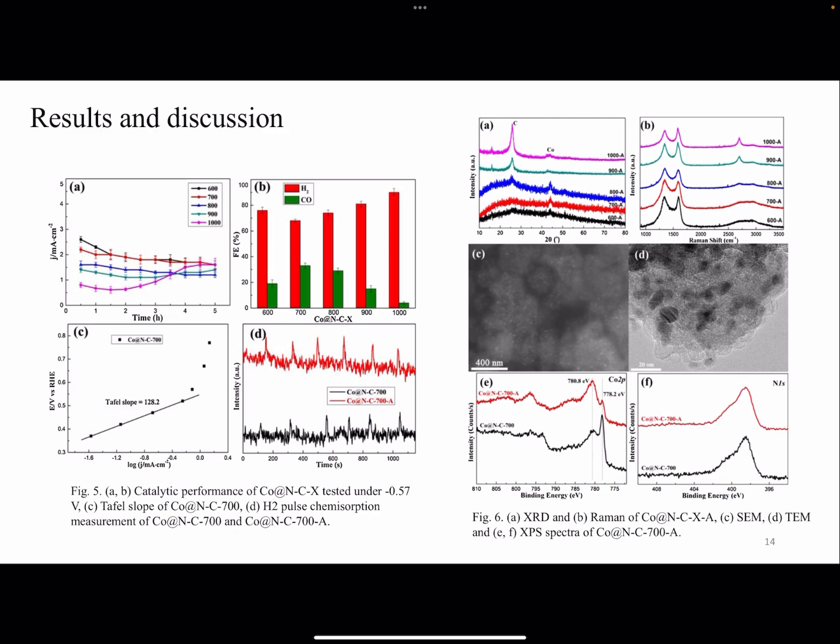This is further confirmed by the XPS spectra in image E. The peak at 778.2 eV, which represents metallic cobalt, drops sharply after the acid treatment. This directly proves that the exposed active sites for HER have been successfully eliminated.